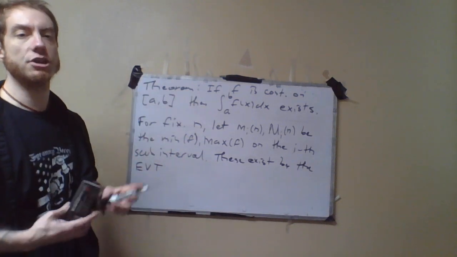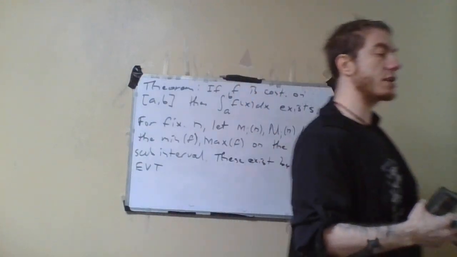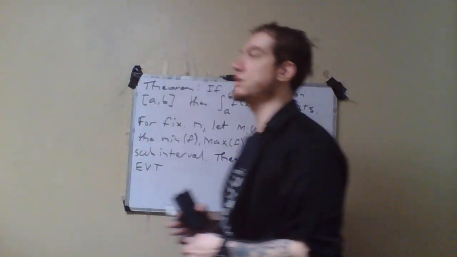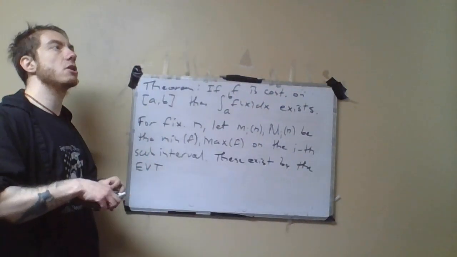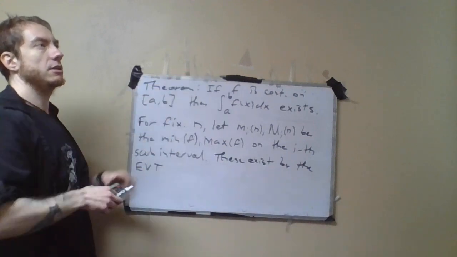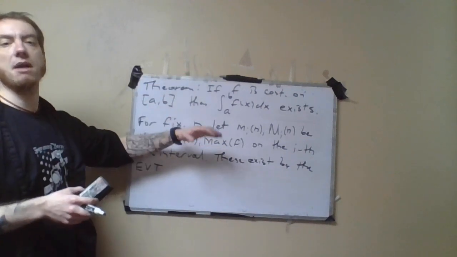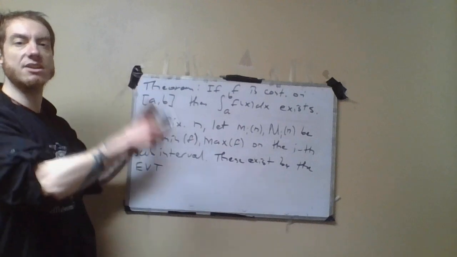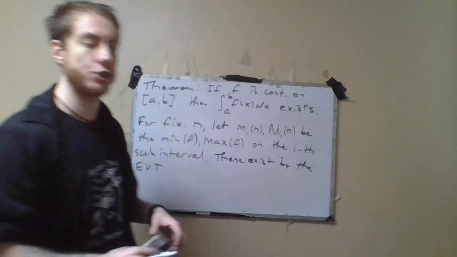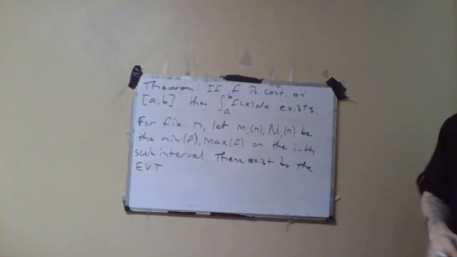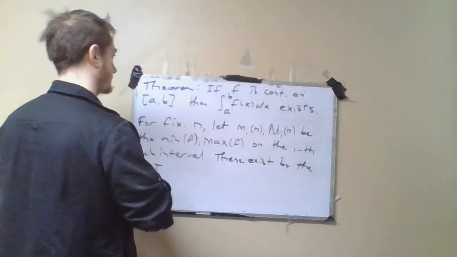And fortunately, for our purposes, we're usually going to be interested in continuous functions, or at least in functions that are continuous on, like, maybe they have some jumps in them, but you can break them up into pieces on which they are continuous. So these exist by the extreme value theorem.